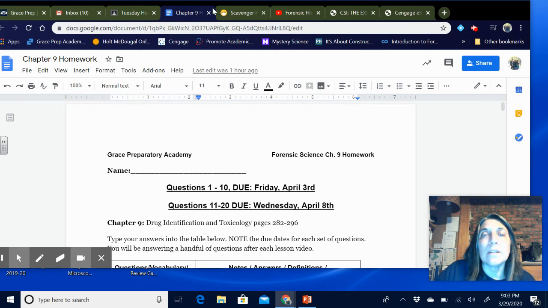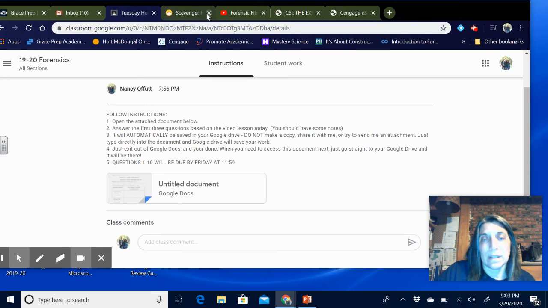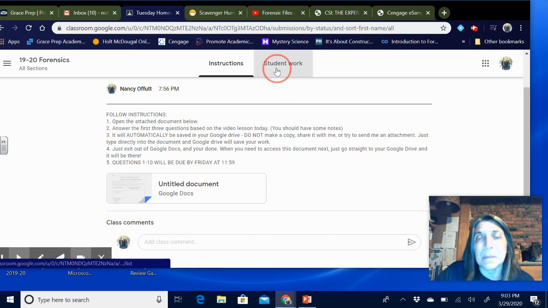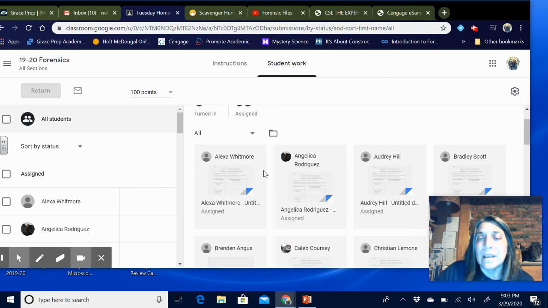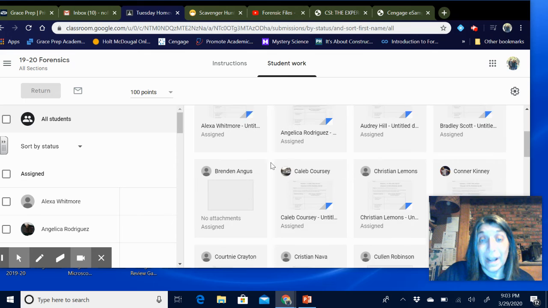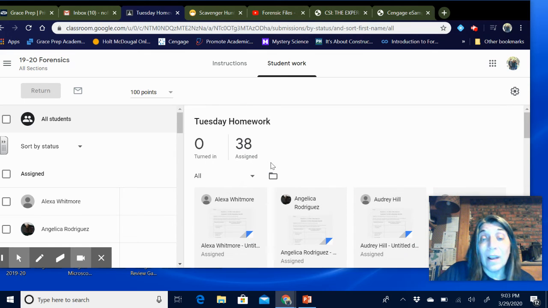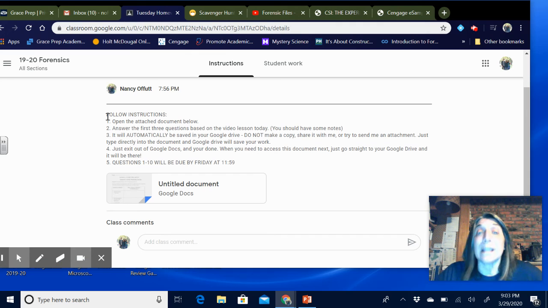But you don't have to submit it to me. When you're done, you just close it, because you can't see this, but this is what I see on my side. See how there's already a document with your names on it already? I already have access to every one of your documents because I created it. So you just go in, you type, you close it, and you're done.